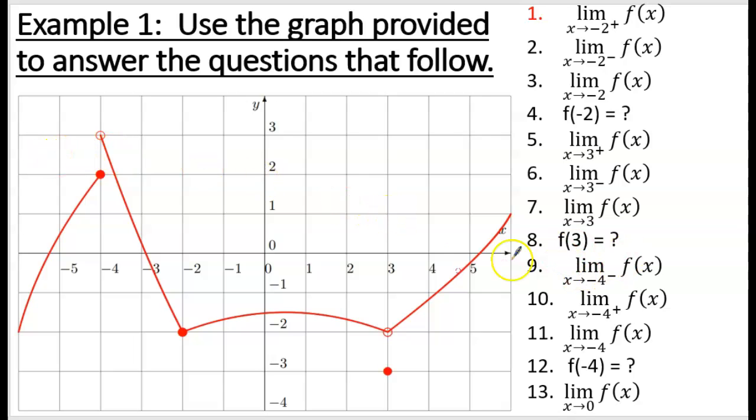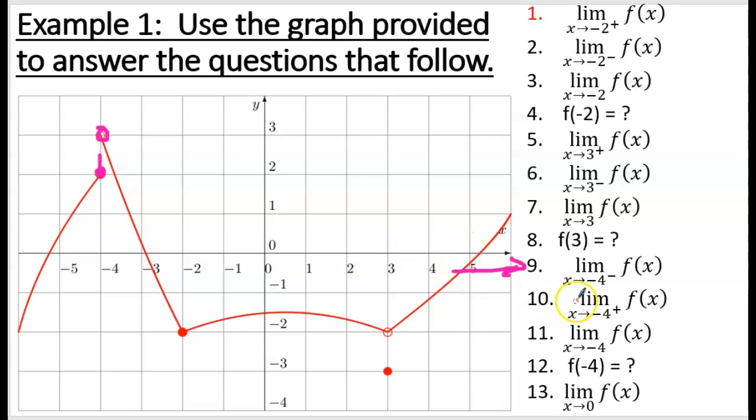So in this case, what number am I approaching on number 9? I'm approaching negative 4. From which side? The left, because there's a little minus sign there. So if I approach negative 4 from the left, let's see what that looks like. Well, here's where x equals negative 4. Now there's 2 spots once again. I've got a closed dot and an open dot, right? And we know that the closed dot is the point that actually exists. But that doesn't matter when we're doing limits.